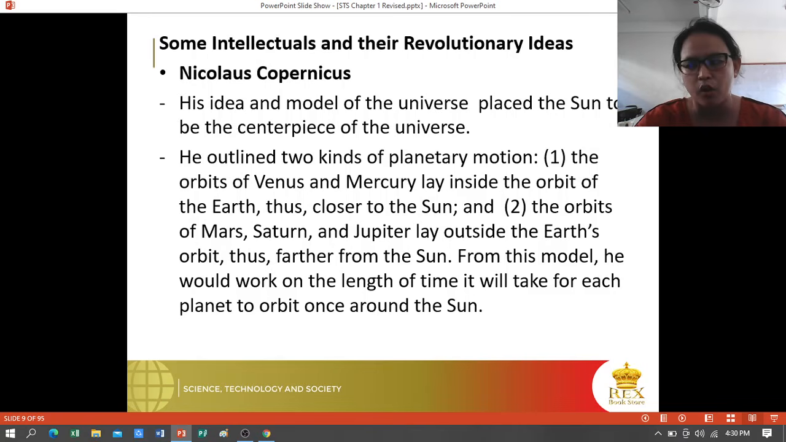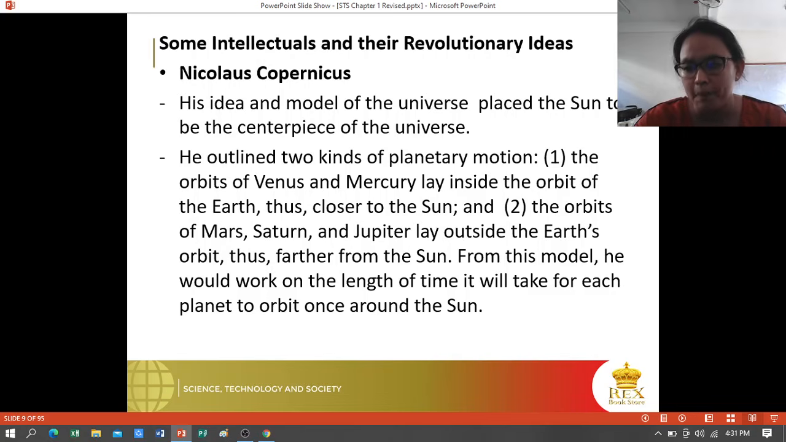So he created a concept of a universe in which the distance of the planet from the sun is directly related to the sizes of their orbit. Thus, the heliocentric idea was very controversial. We will talk later on about why this is controversial, the heliocentric idea.